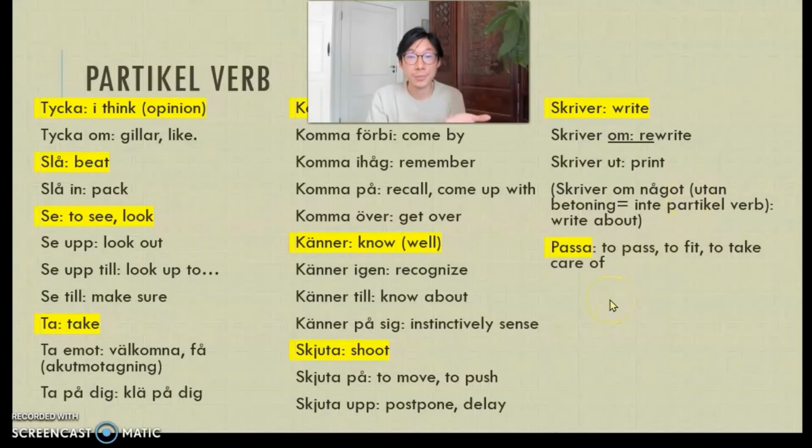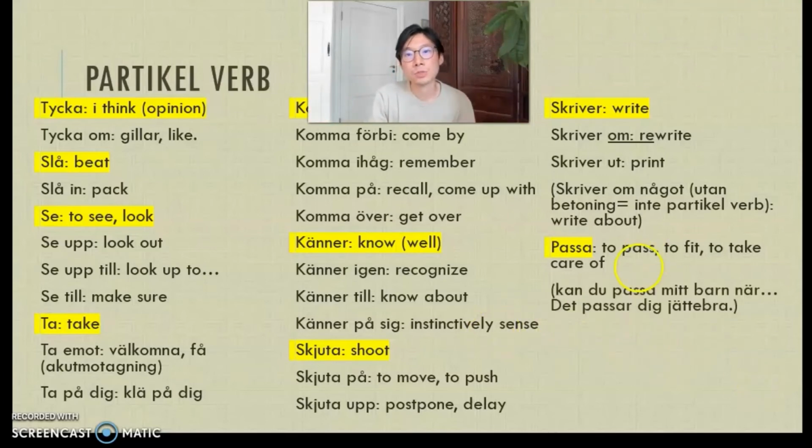Nästa, vi har passa. Passa betyder olika saker. Passa means different things. Passa kan betyda to pass. To pass the salt for me. Kan du passa salt till mig? Kan du passa det till mig? Och to fit. Det passar dig. It fits you. Or to take care of a child, usually. Kan du passa barnet för mig? Till exempel. Kan du passa mitt barn när du är ledig till exempel. Det passar dig jättebra. It fits you really good.